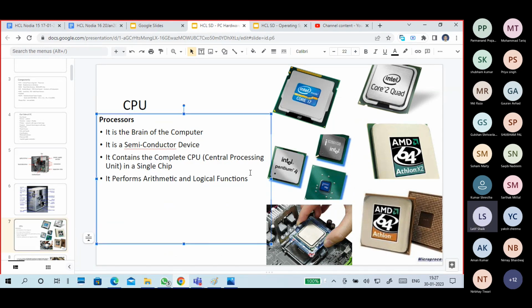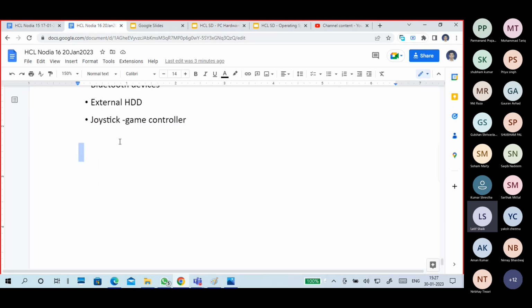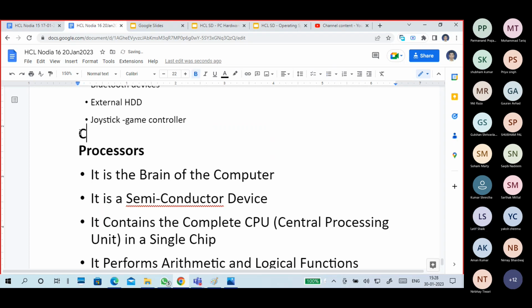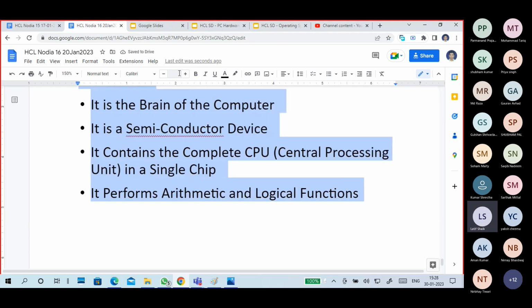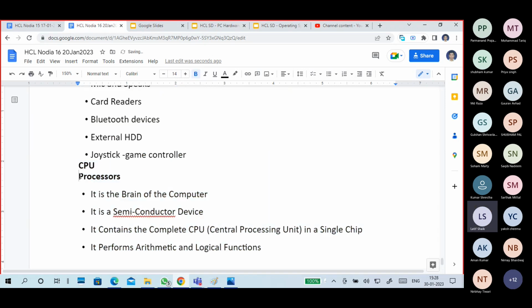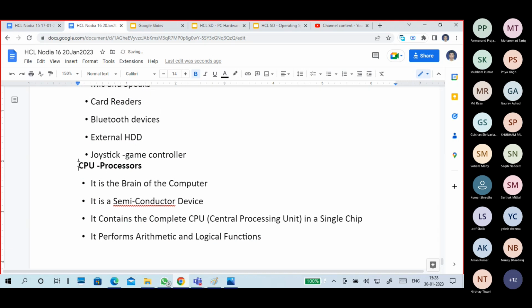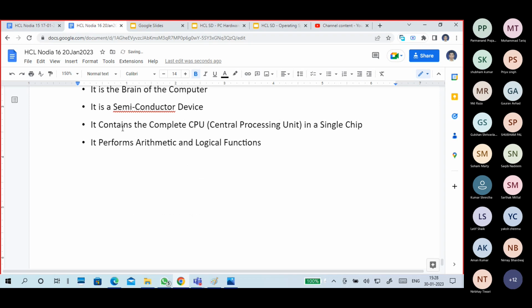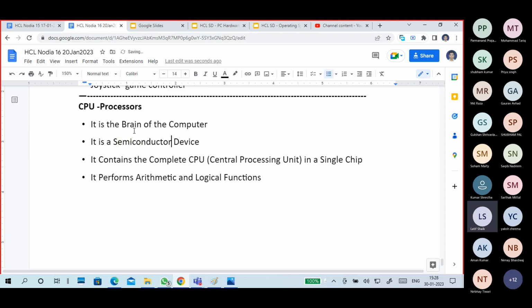Next one is CPU, guys. CPU means central processing unit. From here, we will see the components one by one. So what is what? CPU or processor. The CPU is the brain of your computer.